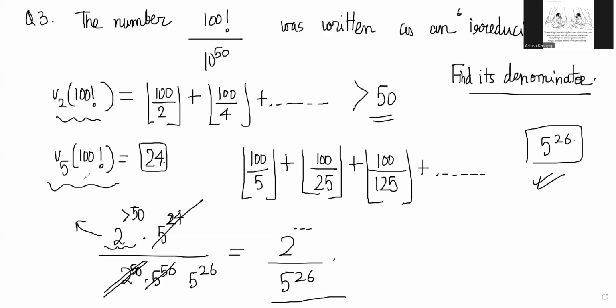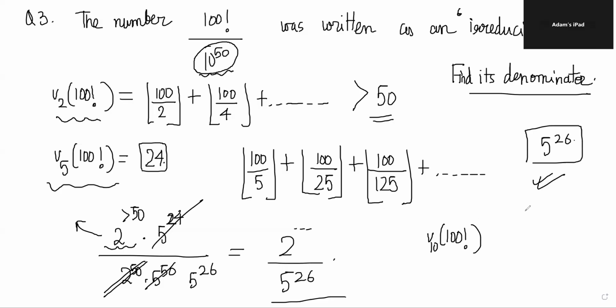If you are doing it using 10, V of 10, then what are you writing here? 10 power 50? Because if you take V of 10 of 100 factorial, you get 11. So then, are there only 11 tens in 100 factorial? No. One second, let's think about it. Oh, because it doesn't count for the 5 and the 2.